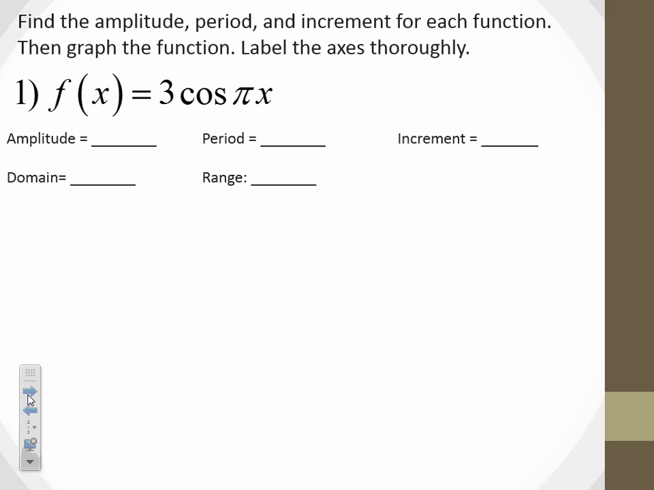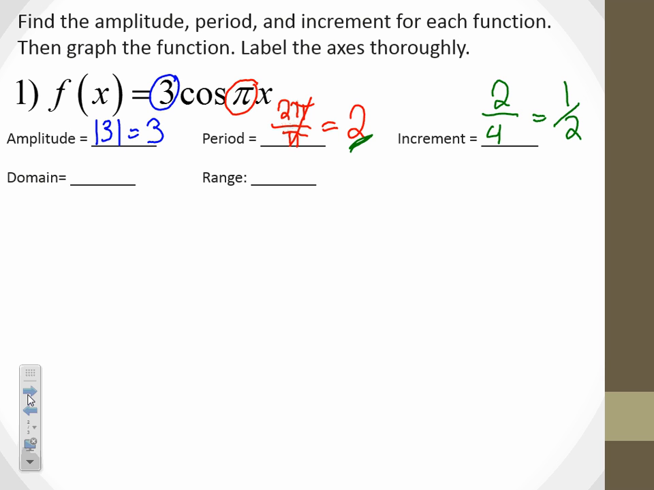Amplitude. Remember, amplitude is the absolute value of this number. So we're going to have the absolute value of 3, which is just 3. Now, in order to find our period, we take the number in front of x, and we take 2 pi divided by that number. To simplify these ones, pi is going to cancel, and we're going to get 2. Now, to get our increments, we take our period number, which is 2, divided by 4, which is going to simplify to 1/2. So we're counting by halves, and we have to go over to 2 in order to get 1 period.